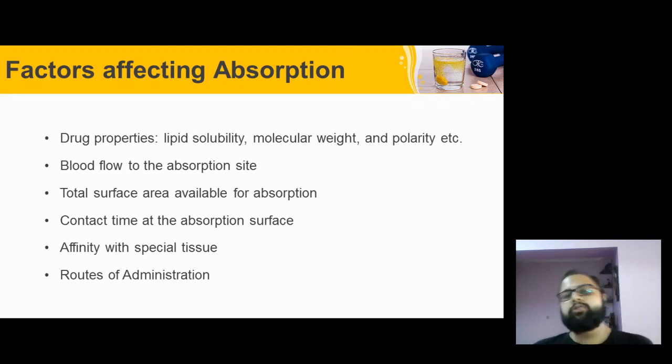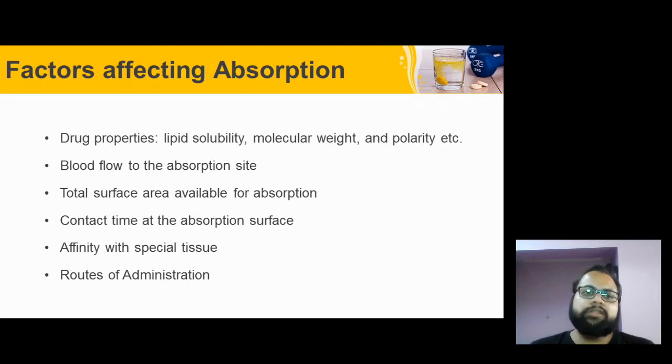And finally, and most important, is your route of administration. So how are you taking the drug? Now there are various routes of administration. There will be a video on that, which I'll be posting. Depending on how the drug is actually administered, your bioavailability or your absorption rate, which is that AUC curve, it increases, right?